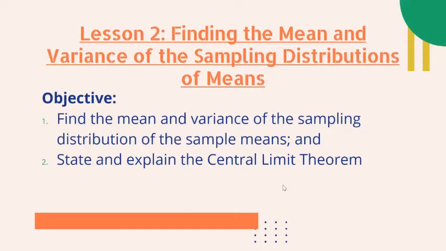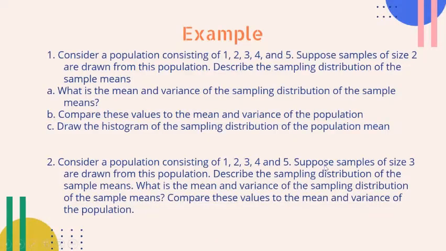So we have two objectives: find the mean and variance of the sampling distribution of the sample means, and state and explain the central limit theorem. So let's have examples for these lessons.